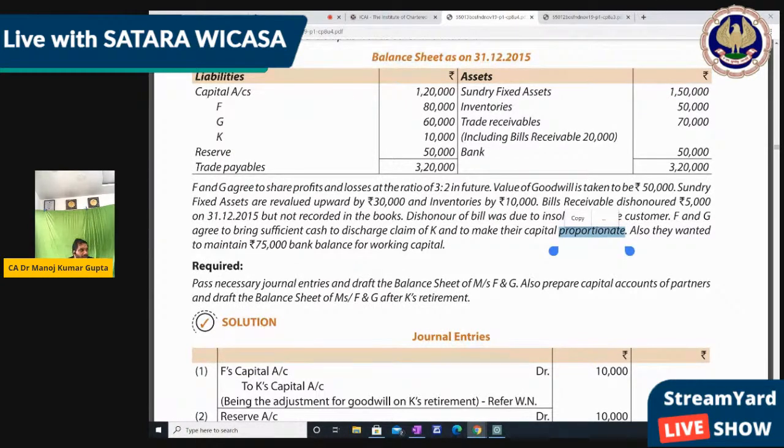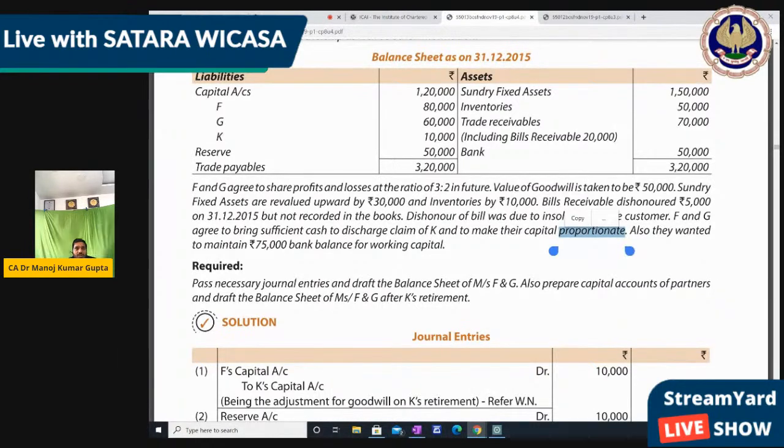So we have to maintain a balance in the bank account of 75,000, as well as pay off Mr. K, right? Okay. Required: pass journal entries and draft the balance sheet of Messrs. F and G. Also prepare the capital accounts of the partners and draft the balance sheet of Messrs. F and G after K retires.